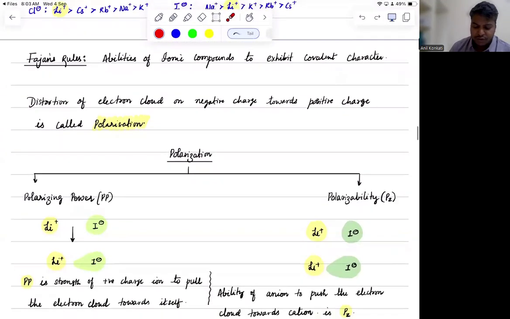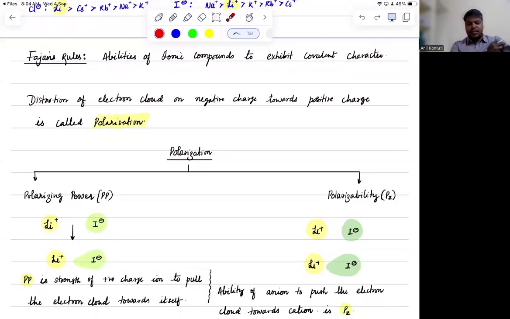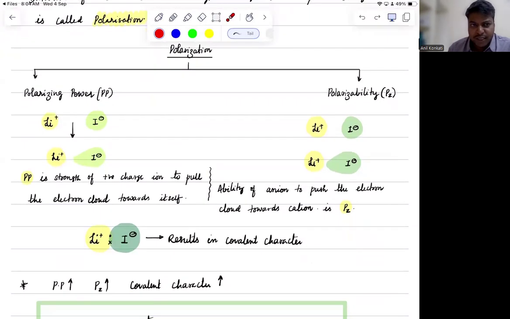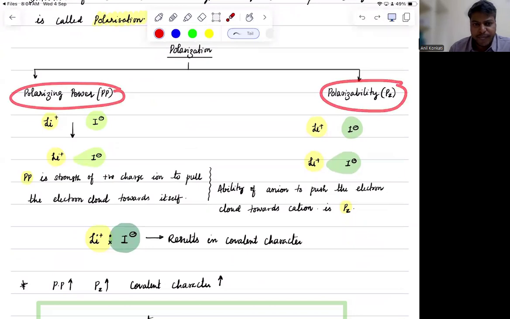Next, let us understand what Fajans rules are. The ability of ionic compounds to exhibit covalent character is explained by Fajans rules. Basically, here the concept of polarization is introduced. There are two parts of polarization: one is polarizing power, the other one is polarizability.